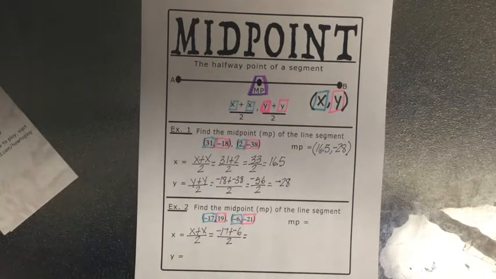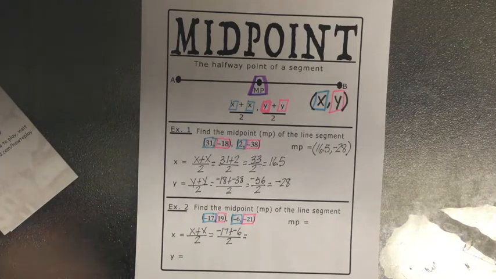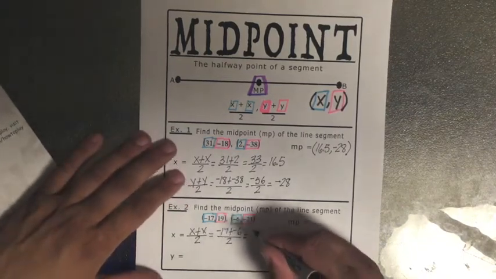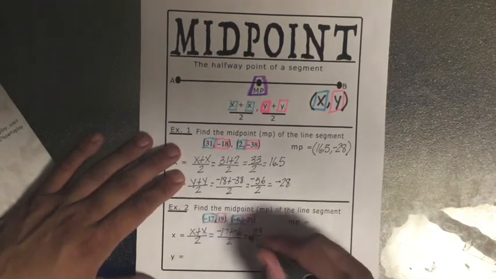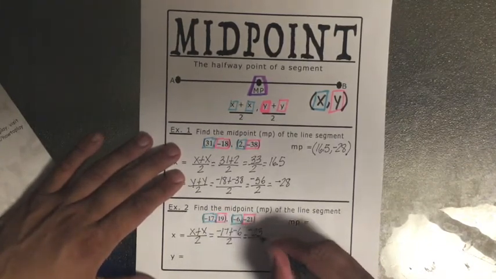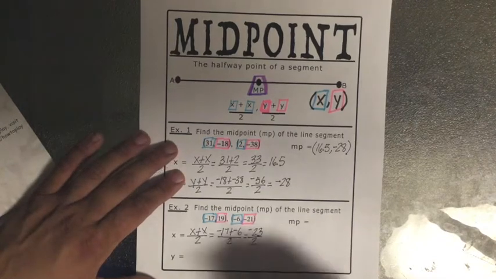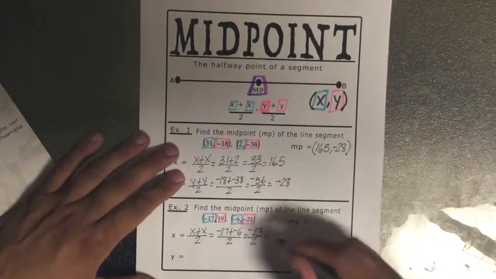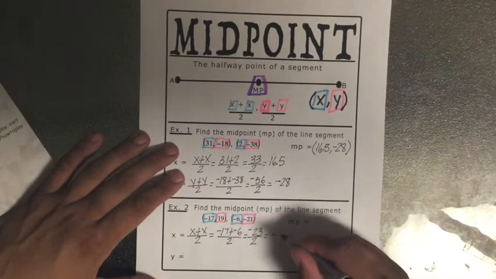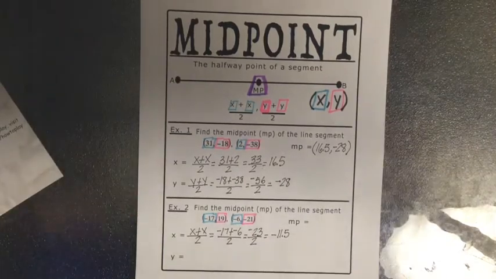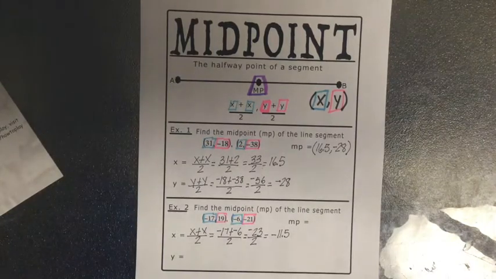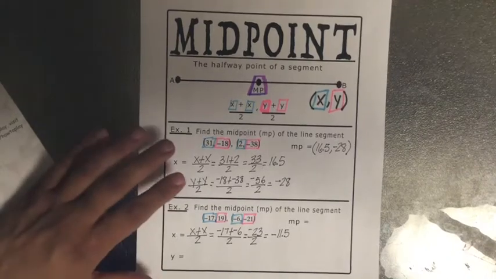So 17 and 6 are both negative, so they are the same sign. So we add them. 17 plus 6 is 23. And 17 is a bigger integer and it is a negative, so the 23 is negative as well. Divided by 2. Negative divided by a positive is a negative. 23 divided by 2 is 11.5. You can use a calculator if you're not sure. Absolutely. Okay.